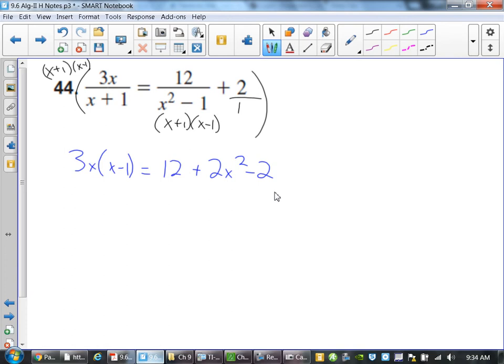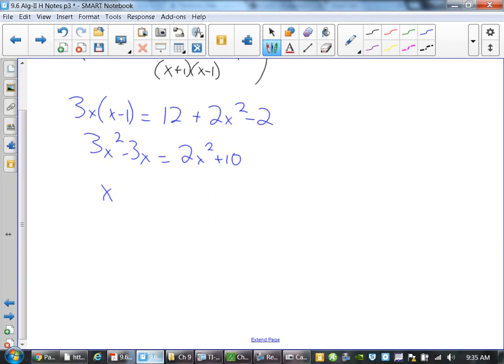Is everybody okay with what I just did there? On the other side, since I needed to multiply that 2 by the x plus 1, x minus 1, I just went ahead and multiplied it by x squared minus 1. Same deal, just a little bit quicker. Okay? Combine like terms, we're going to get 3x squared minus 3x equals 2x squared plus 10. Send that over to the left, and we get x squared minus 3x minus 10 is 0.